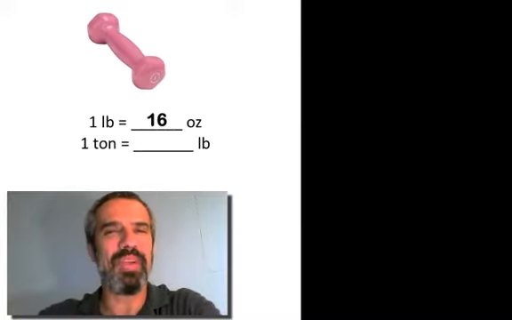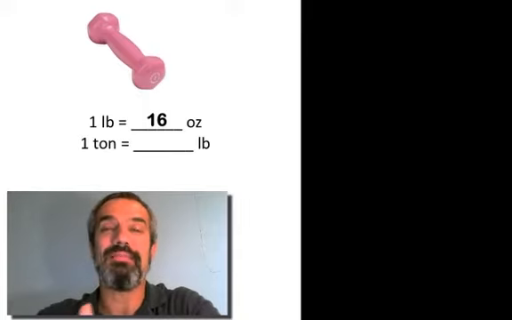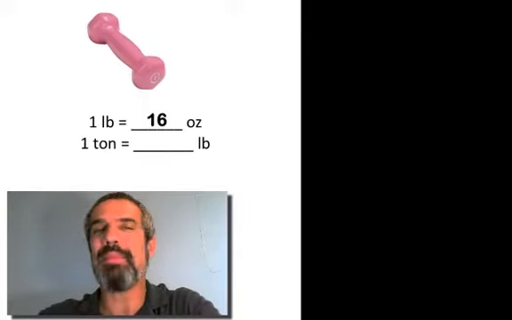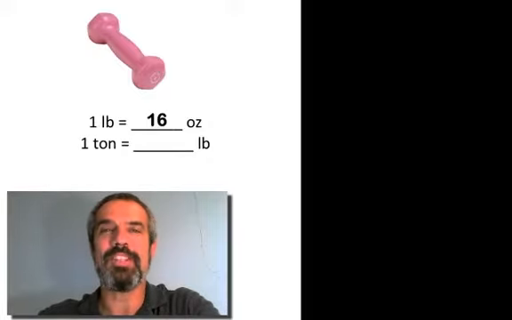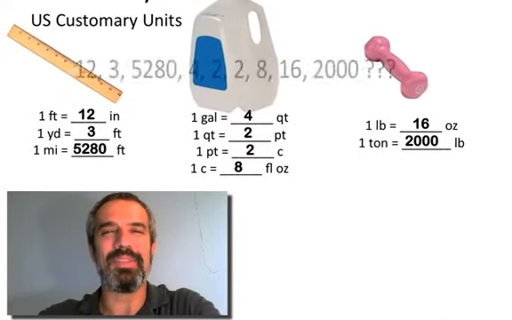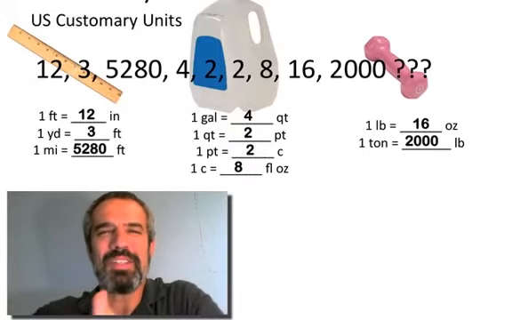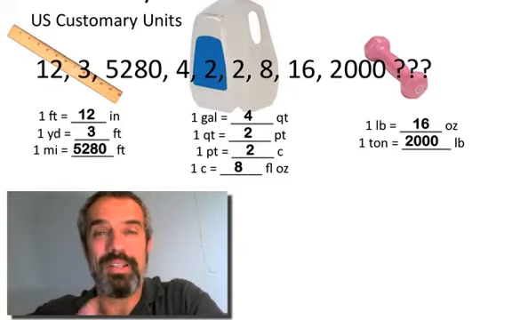And a surprising number of people know the answer to this, even though they've probably never dealt with a ton of anything. A ton equals how many pounds? Answer? 2,000. So let's look at these numbers. 12, 3, 5,280, 4, 2, 2, 8, 16, 2,000. What's the connection? What's the pattern? What's the system? There isn't one.